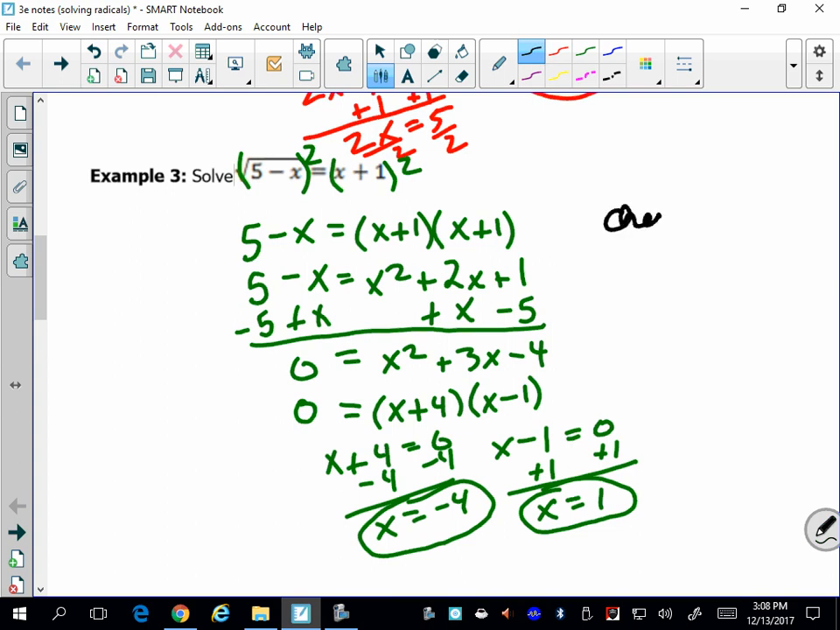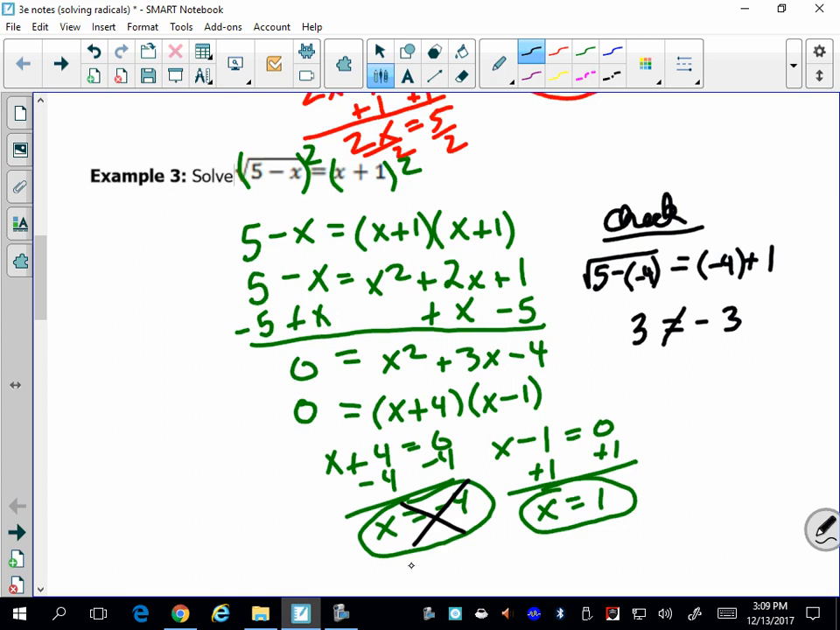It doesn't matter to me how you check, but you always have to go back to the very beginning. So if you want to do it mentally, that's fine. If I check -4, so 5 minus -4, and you take the square root of that, it's got to equal -4 plus 1. So on the left side, that's 9. Square root of 9 is 3. On the right side of the equal sign, it's going to equal -3. Well, that doesn't make sense. So -4 is an extraneous solution, so we just cross it out.